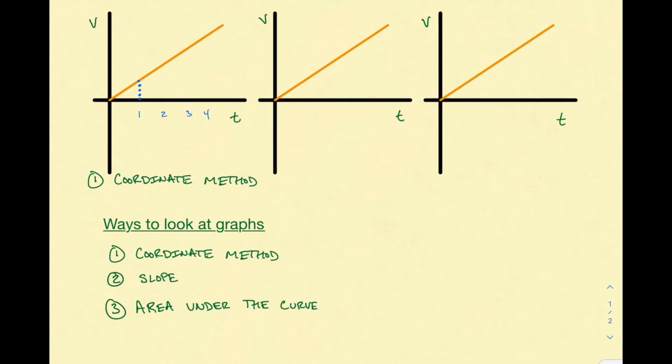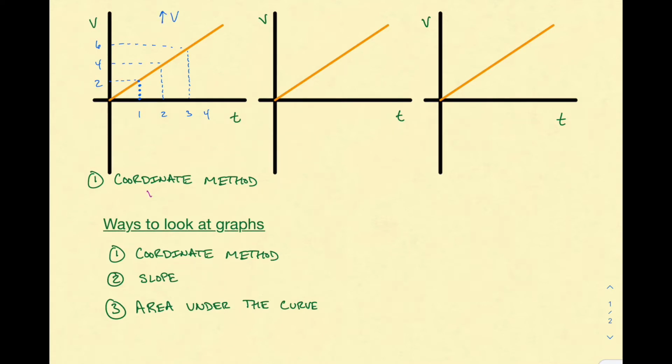I can expand upon that and say, as we go from 1 second to 2 seconds to 3 seconds to 4 seconds, the velocity is growing from 2 to 4 to 6. It doesn't matter what the units are. Again, we're trying to do this qualitatively. But this is the idea. This is the way that you have been programmed to think about graphs, and we're pretty good at it.